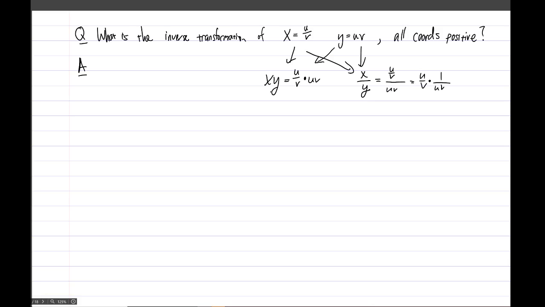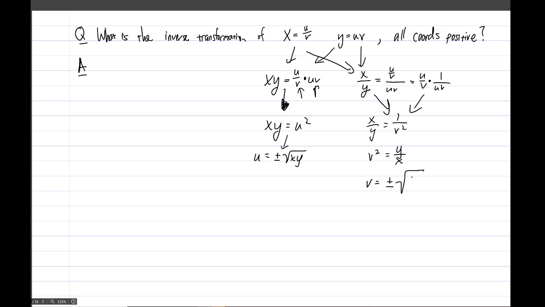Okay, so then if we clean up this first equation, we'll have the v's cancel there and there, right? So we'll have xy is equal to u squared, and then over here, canceling the u's on top and bottom, we end up with x over y is equal to 1 over v squared. Square root both sides here, and you have u is equal to plus or minus root xy. Reciprocate over here, we'll have v squared. V squared is equal to y over x, and then square rooting both sides, v is equal to plus or minus root y over x.